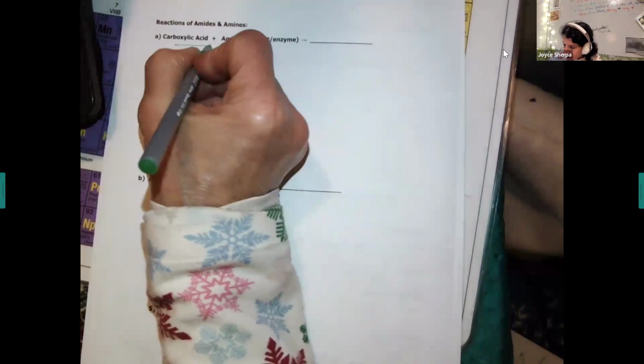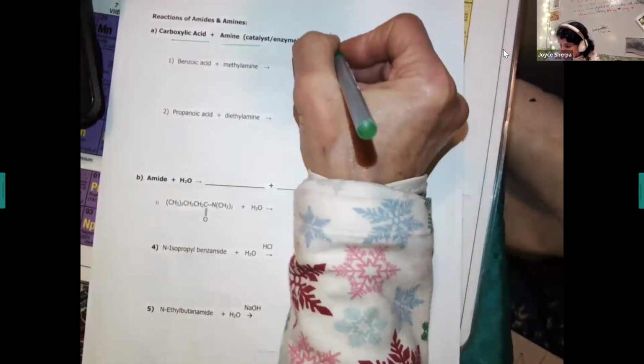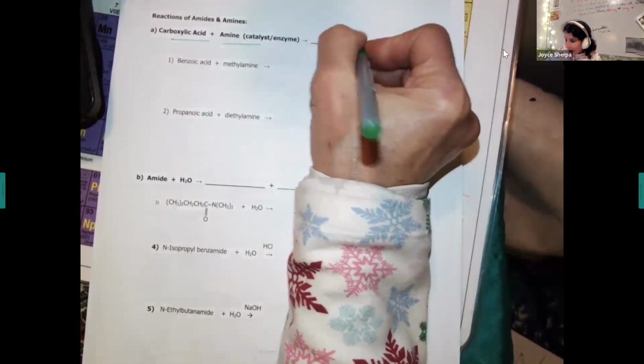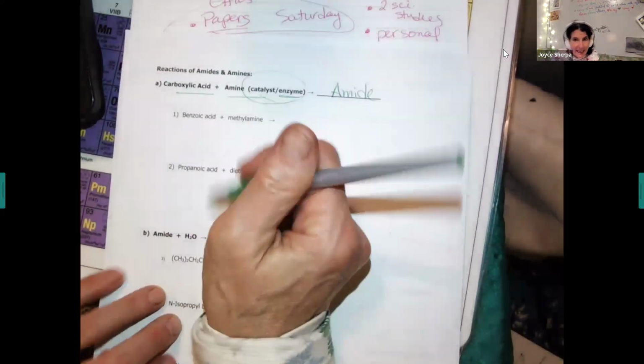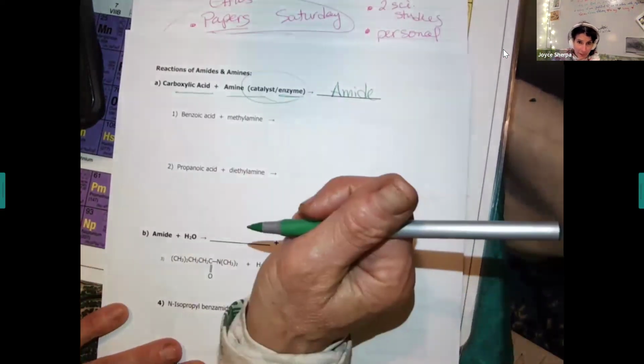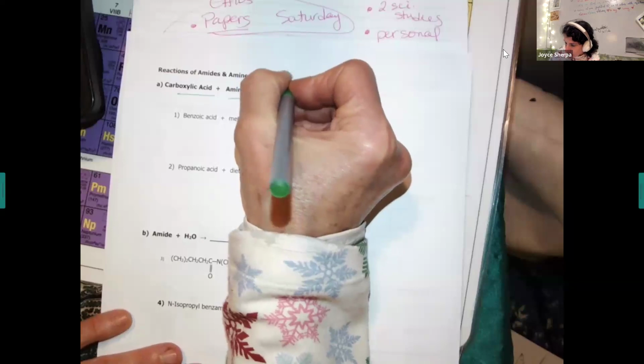As I just went through, if you take a carboxylic acid and an amine, you get an amide. You always need some kind of catalyst or an enzyme to have that work. And so in our body, there is an enzyme which is going to hook them together. This is going to happen in our body when we make proteins. This happens in the ribosome, and it requires energy to do it.